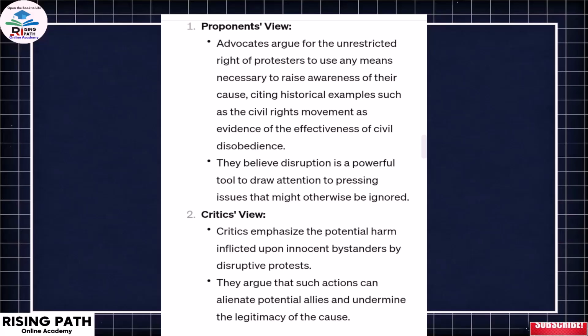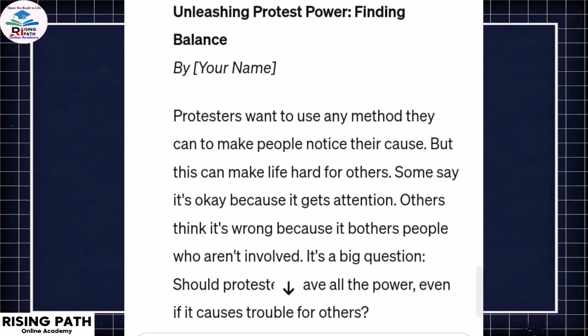Text B is focusing on the critics' view. As you can see on this slide, advocates argue for the unrestricted right of protesters to use any means necessary to raise awareness of their cause, citing historical examples such as the civil rights movement as evidence of the effectiveness of civil disobedience. And of course the other is the critics' view, those who are against it, saying that protests are going to be harmful. Critics emphasize the potential harm inflicted upon innocent bystanders. So we are now ready for our newspaper article.